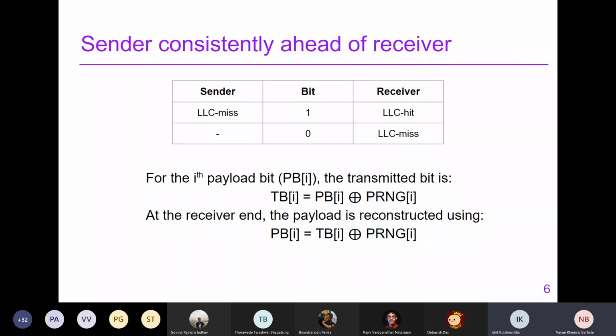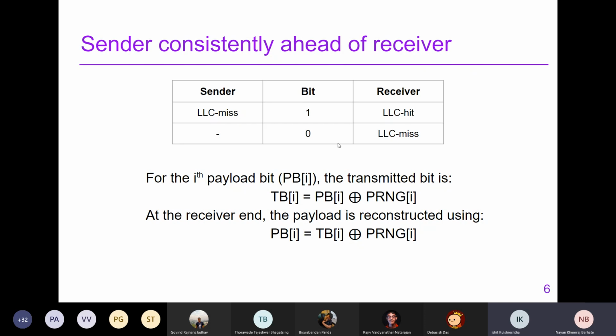So if the access pattern is such that there are lots of ones, then the sender won't do anything. The sender will operate at normal speed, moving on to the next bit again. But the receiver will move at a slower speed because it's incurring lots of misses. So to avoid this, we want the number of ones and zeros to be the same. Now, we can't have a payload that always has the same number of bits.